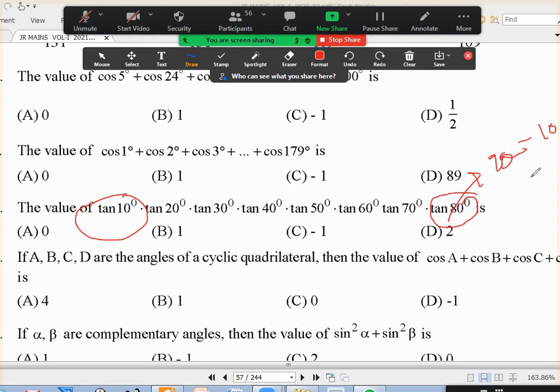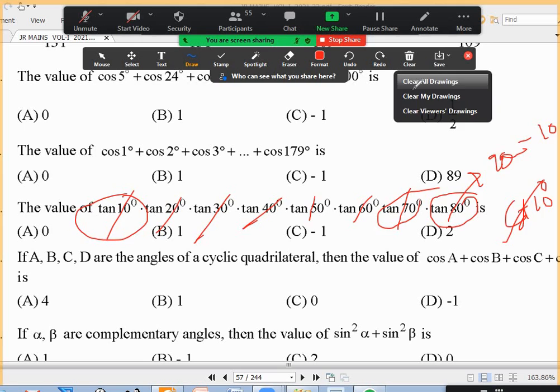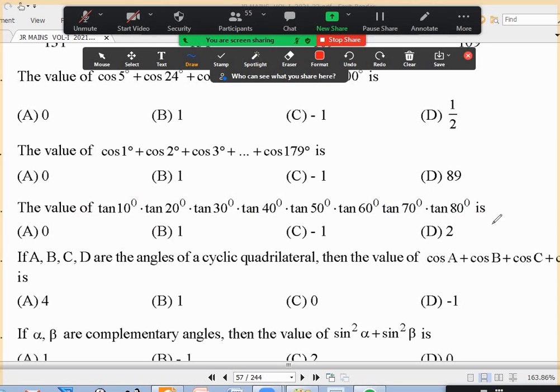And tan of 90 minus theta will be cot theta. So we get cot 10 degrees. This is tan 10 and this is cot 10. Cot 10 is 1 by tan 10, so they cancel. Similarly, tan 70 you write as tan of 90 minus 20, which is cot 20. Cot 20 is 1 by tan 20, which cancels with this. Like that, everything will cancel. Similarly 60 and 30 will cancel, 40 and 50 will cancel, and you'll get 1. These are just simply using tan of 90 minus theta as cot theta.